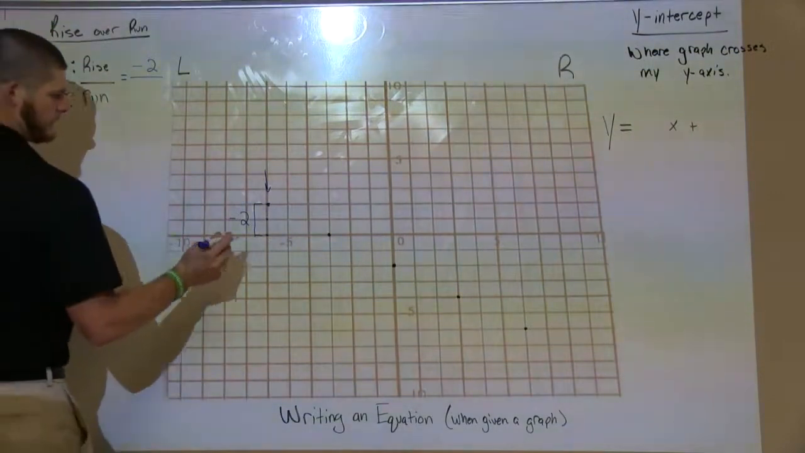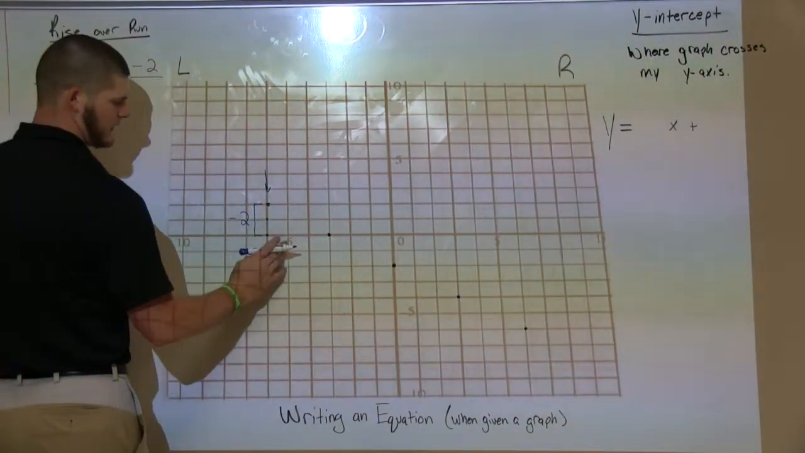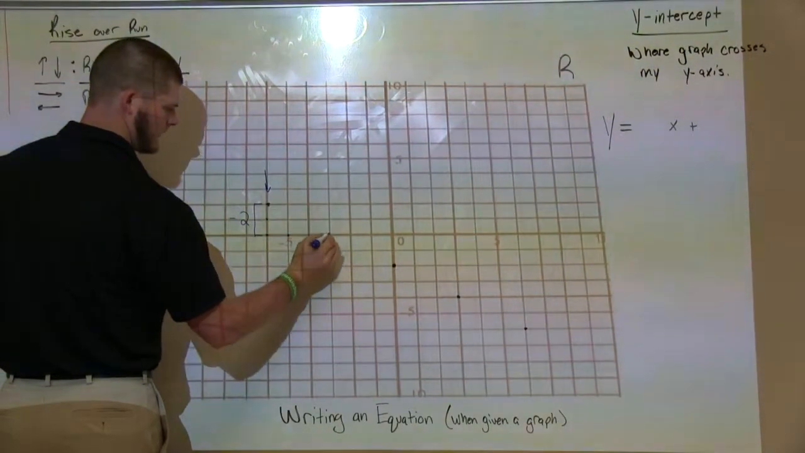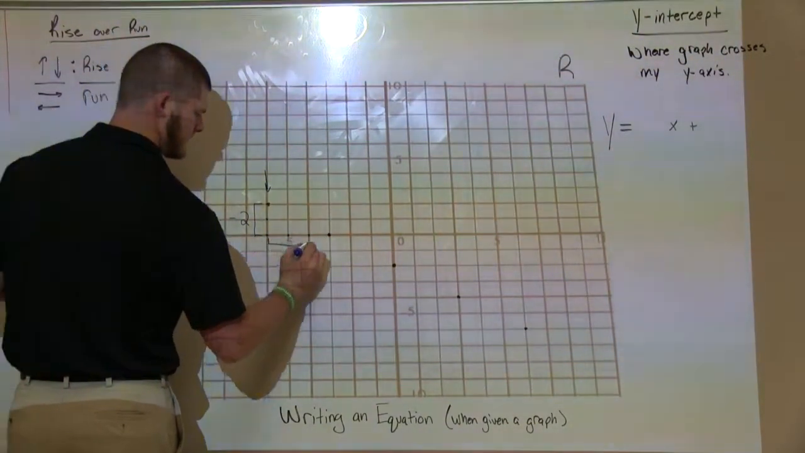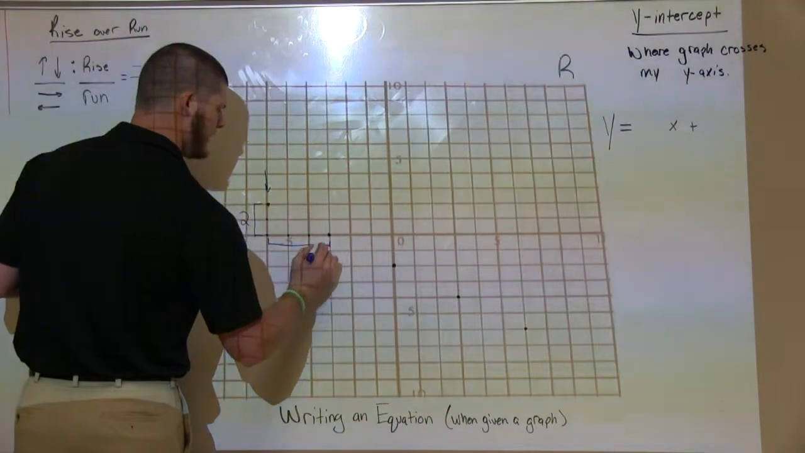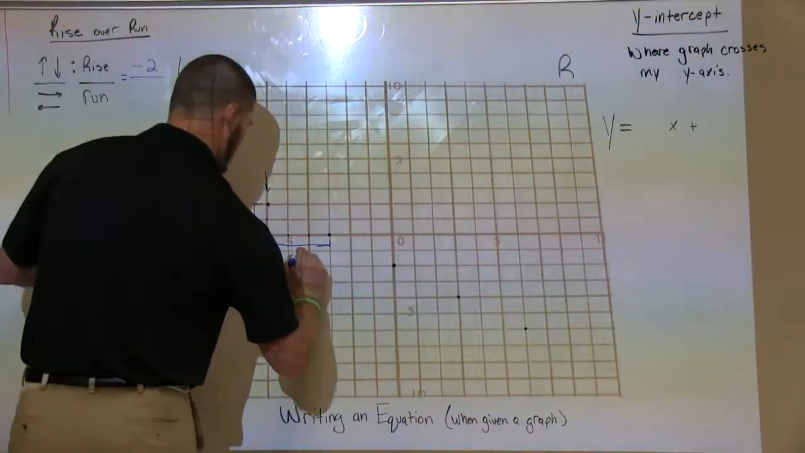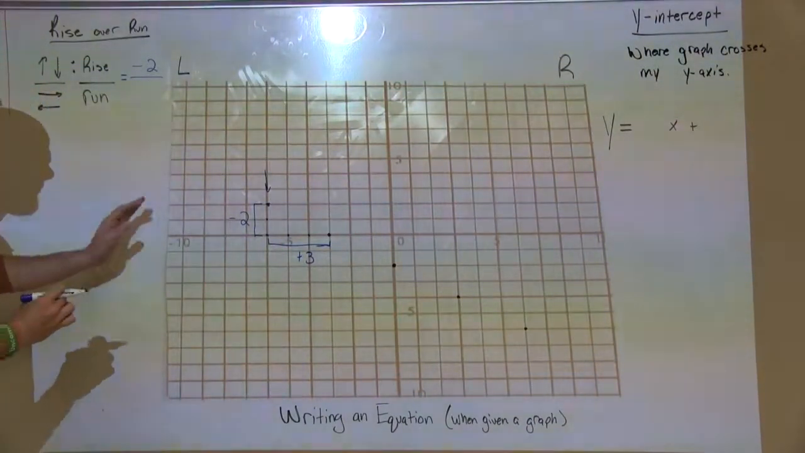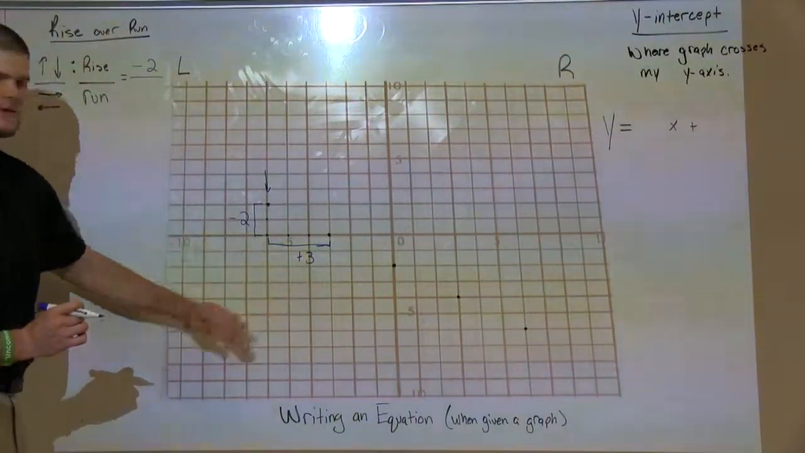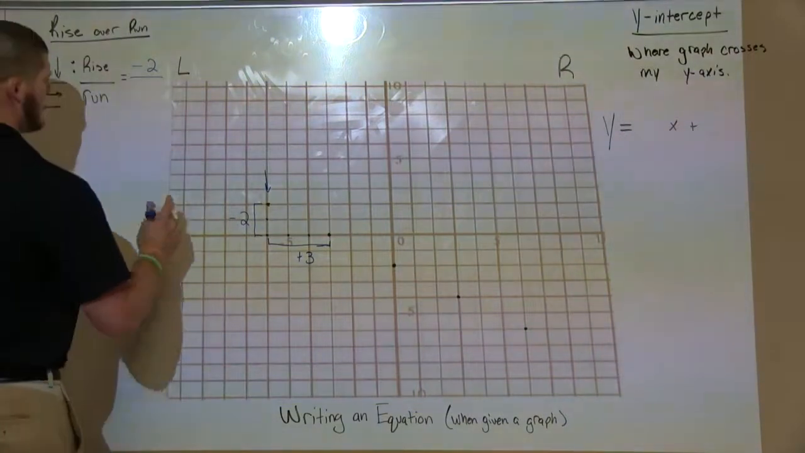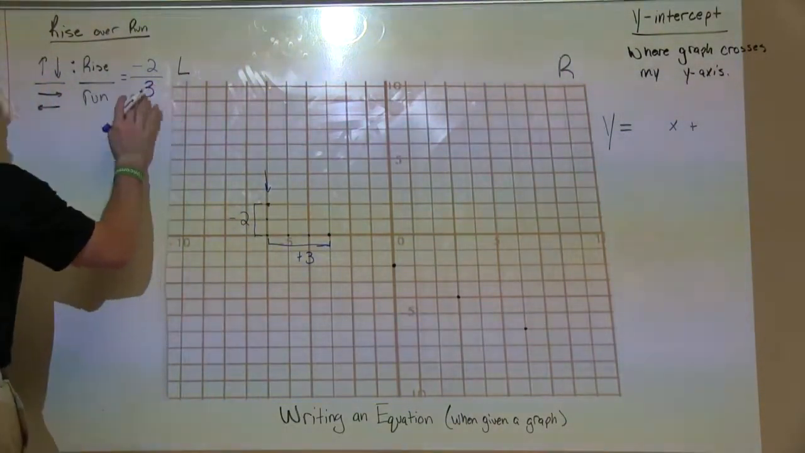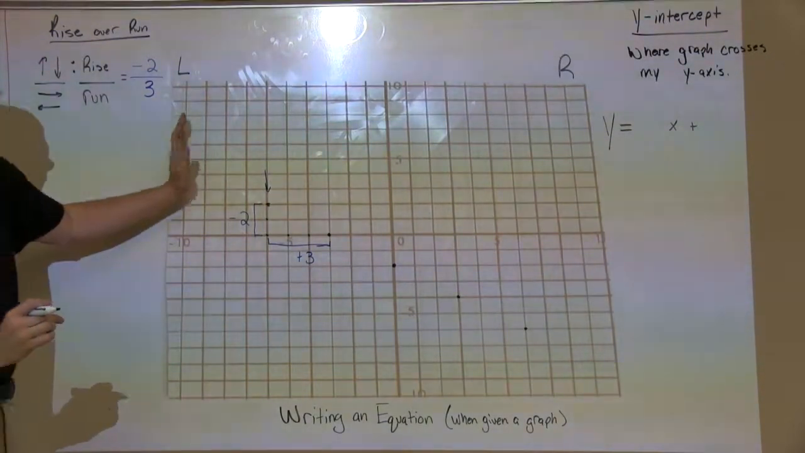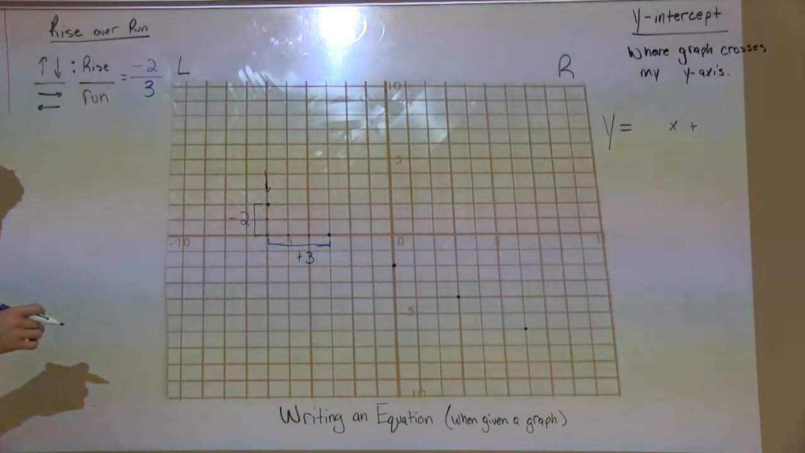Then we look at our run. From our point that we fell to, 1, 2, 3. And you can see that as we go from left to right, my run continues to be positive. All right? That's why we go from left to right, so that our run value is always positive. You should never get a negative number on the bottom of your rise over run. This is not something that should happen. If you're going from left to right, your bottom number will always be positive.